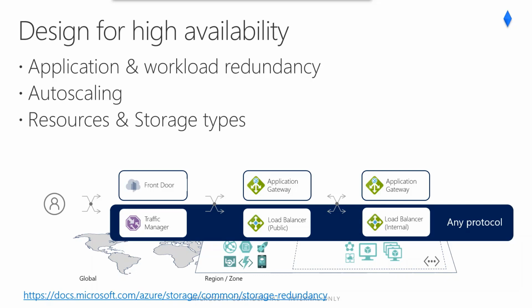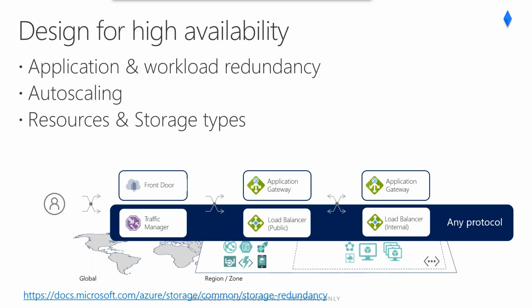For geo-zone redundant storage, or GZRS, data is replicated synchronously across 3 Azure availability zones in the primary region using zone redundant storage, or ZRS, then replicated asynchronously to the secondary region. For read access to data in the secondary region, enable read access geo-zone redundant storage, or RA-GZRS. Microsoft recommends using GZRS or RA-GZRS for scenarios that require maximum availability and durability.